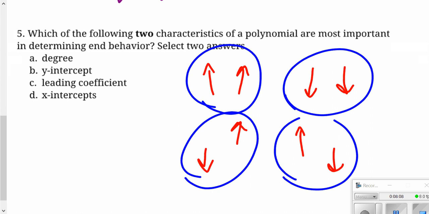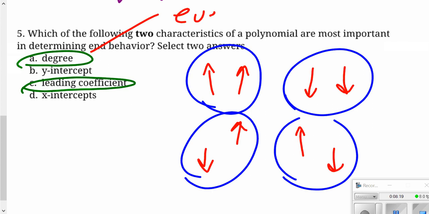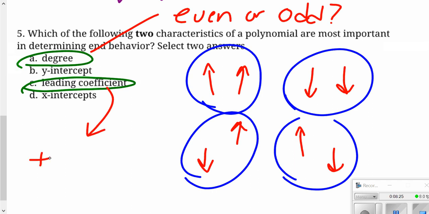And the way that you know which of the 4 you are in is by looking at the degree and looking at the leading coefficient. And in particular, the thing you care about with the degree is if the degree is even or odd. And the thing you care about with the leading coefficient is if it is positive or negative. The combination of those answers tells you which of these 4 cases you are in.